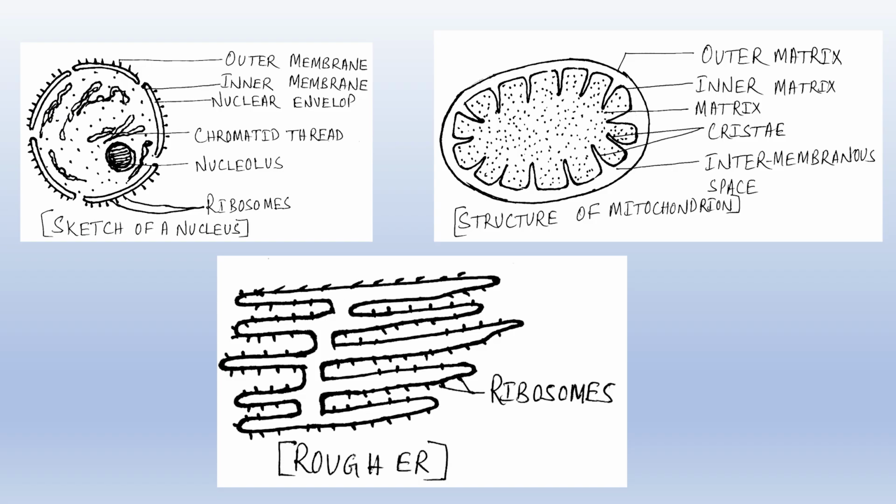Structure of a nucleus is the first one, structure of mitochondrion is the second one, and structure of rough endoplasmic reticulum is in the third diagram. We will read in detail about all these.